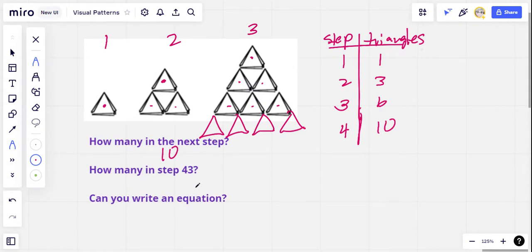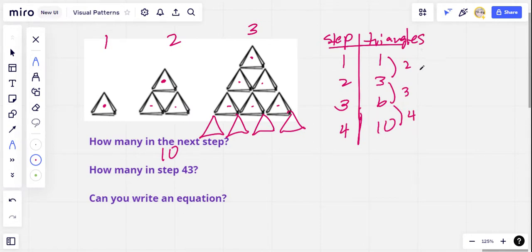To write an equation to get step 43, we really have to do some analysis about what's going on. So the first thing to do is to look at the difference. So 3 minus 1 is 2, the difference between each step. 6 minus 3 is 3, so they're not the same. And 10 minus 6 is 4. So it's not a linear pattern because the change is not constant.